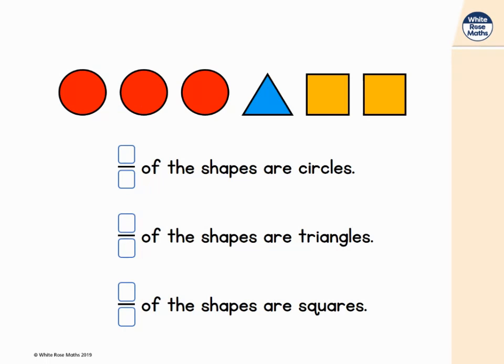Here are some more shapes. This time there are 6 shapes altogether. So the denominator of our fractions will be 6. 3 of the shapes are circles. So 3/6 of the shapes are circles. There is only 1 triangle, so 1/6 of the shapes are triangles. There are 2 squares, so 2/6 of the shapes are squares.